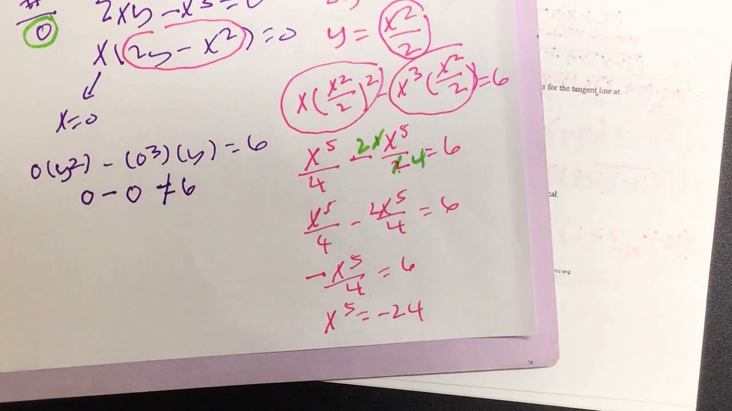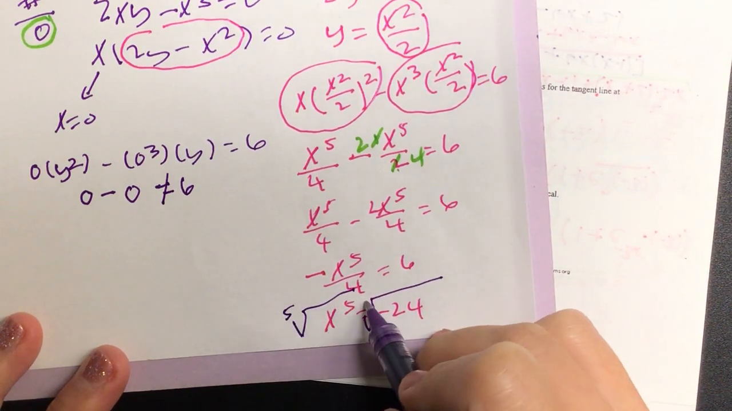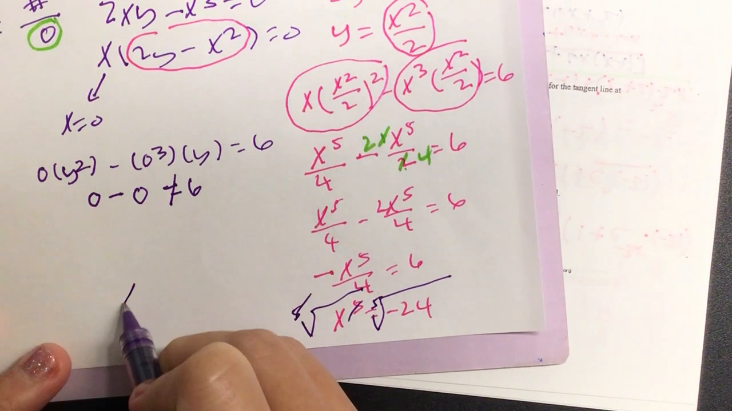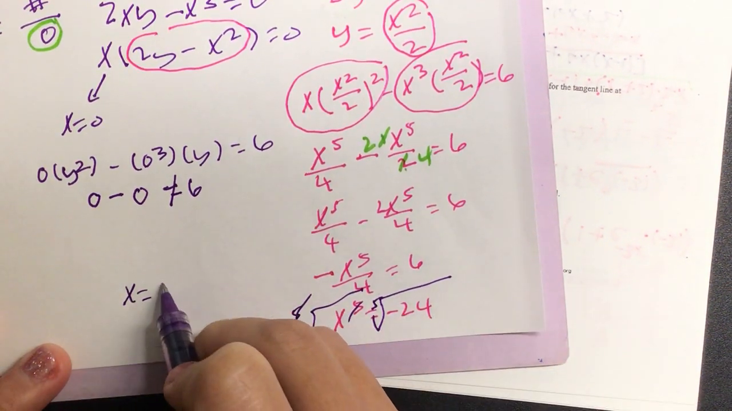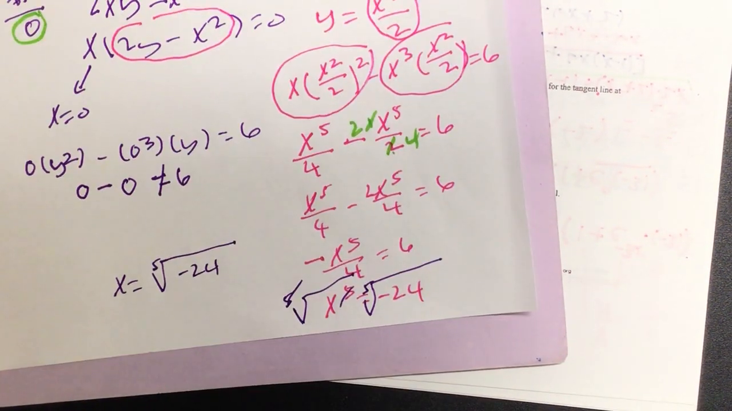And we're almost done. I need to do the 5th root. So when I do the 5th root, these two cancel. And I know our number is very ugly, and that is why it is free response. The 5th root of negative 24. And that's all you had to find.